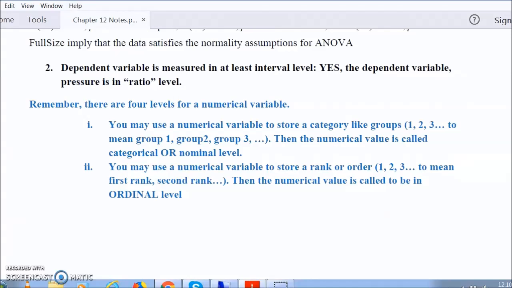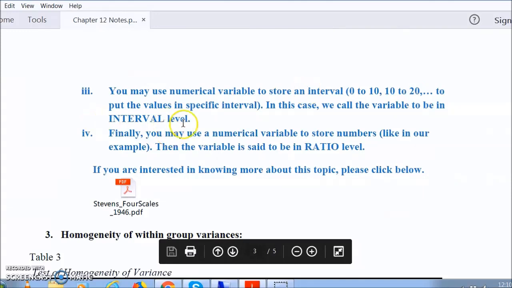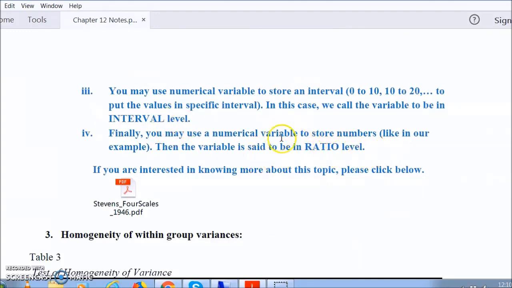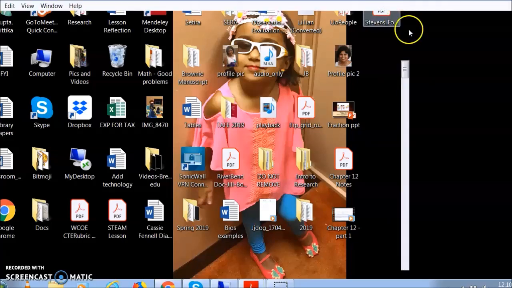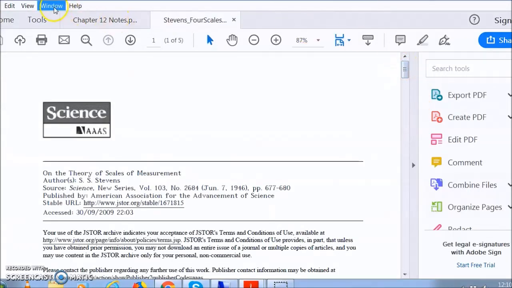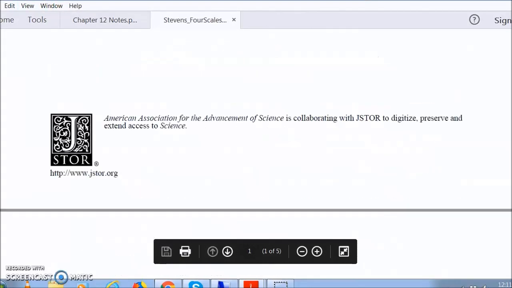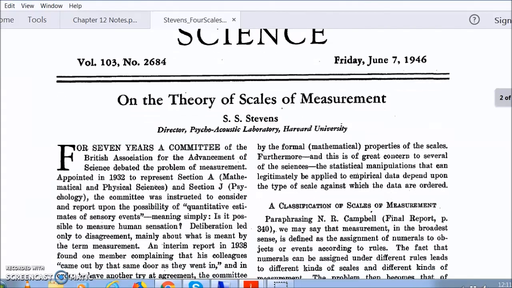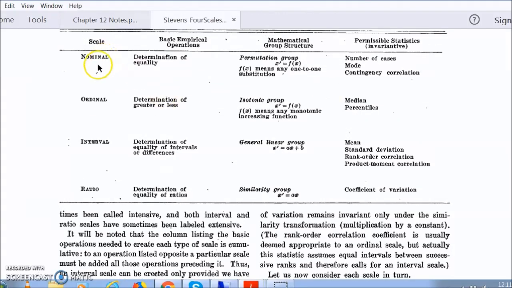But if there is ordered or ranked data, then that is called the ordinal level. And then we have the last 2 levels, the interval level and the ratio level. Ours is the ratio level. If you want to read more about this, I have uploaded an article. Here is this article, and it will be in your D2L also. This article gives you more on the theory of measurement by Stevens. And here are the 4 types: nominal, ordinal, interval and ratio.